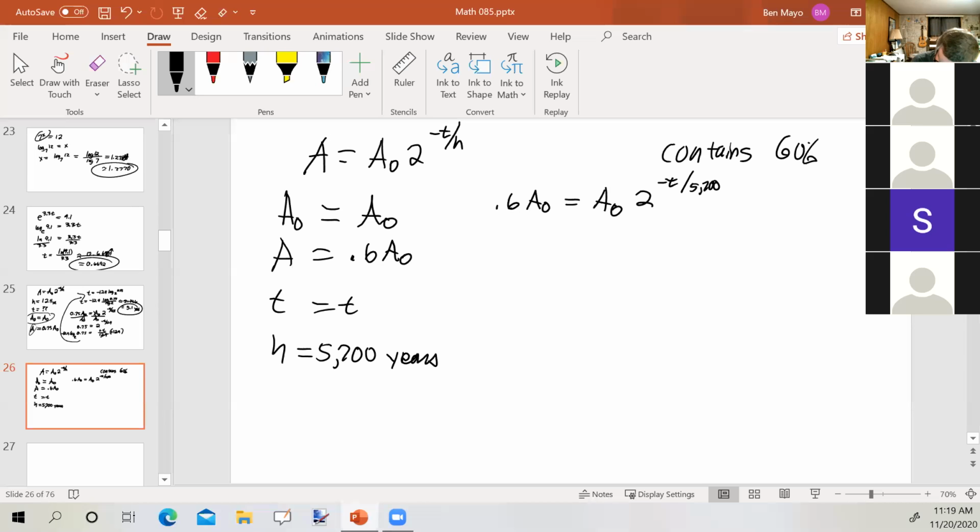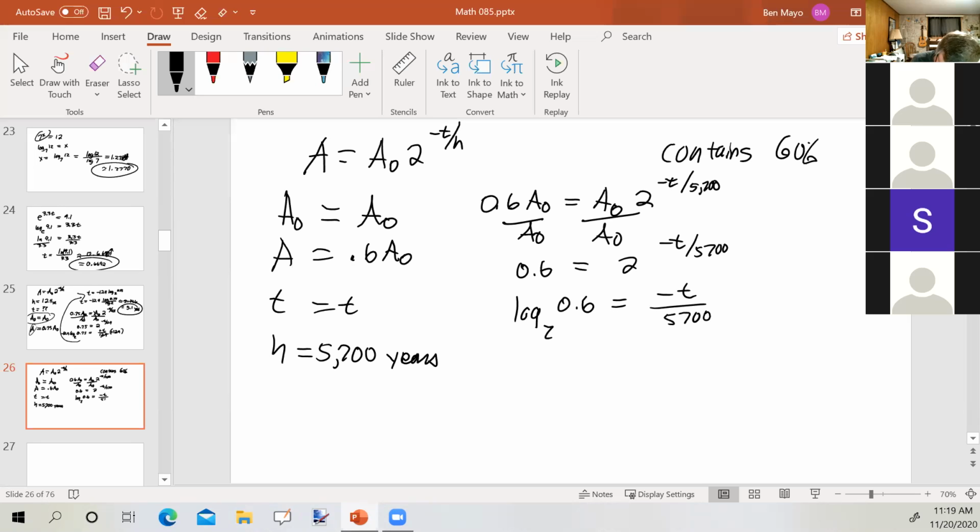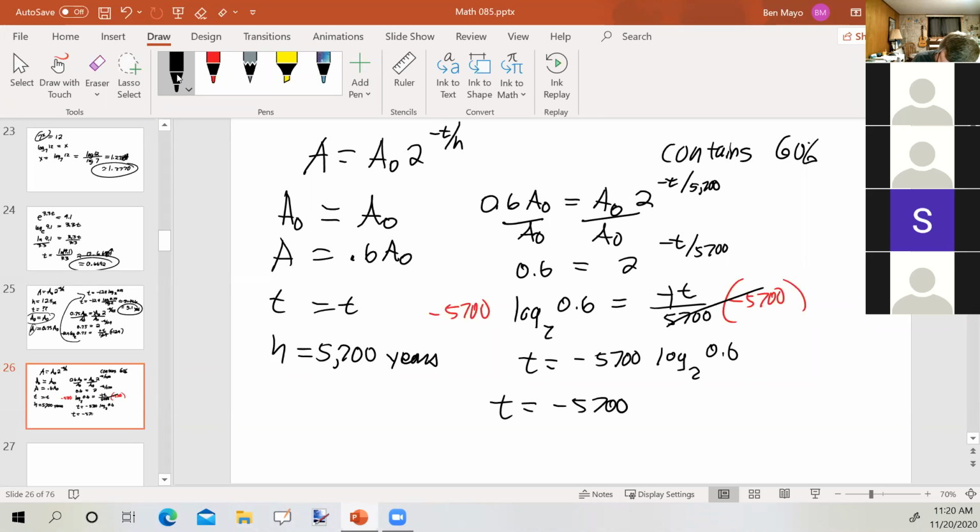From here, it's going to look just like the last problem. I'm going to divide both sides by A sub 0. So 0.6 equals 2 to the negative t over 5,700 years. I'm going to change that to a logarithmic equation. Log base 2 of 0.6 equals negative t over 5,700. I'm going to multiply both sides by negative 5,700. So that's going to give me t equals negative 5,700 log base 2 of 0.6. Using the change of base formula, negative 5,700 log of 0.6 divided by log of 2, and then going to the calculator.